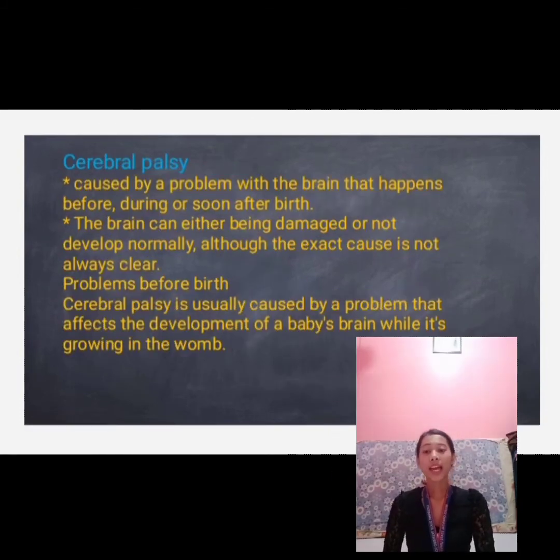The next one is cerebral palsy, caused by a problem with the brain that happens before, during, or soon after birth. The brain can either be damaged or not develop normally, although the exact cause is not always clear. Problems before birth. Cerebral palsy is usually caused by a problem that affects the development of a baby's brain while it's growing in the womb of the mother. This can also affect the child's development.